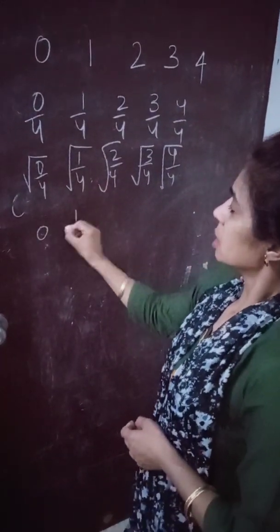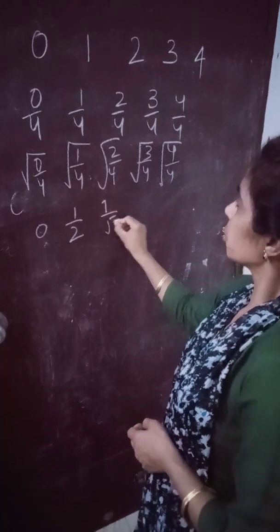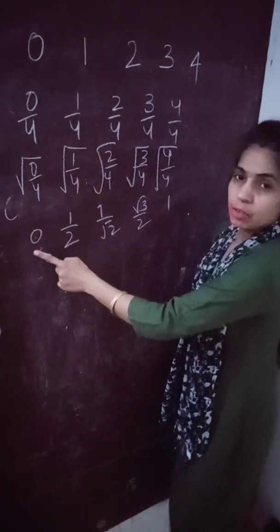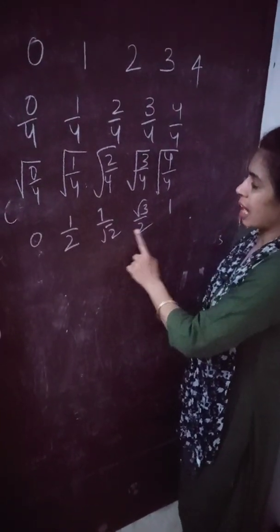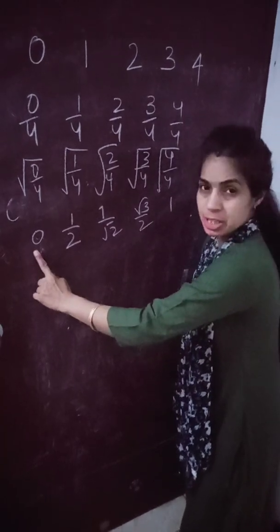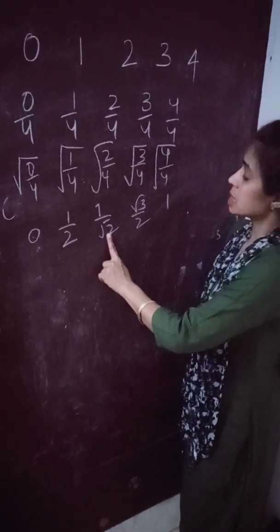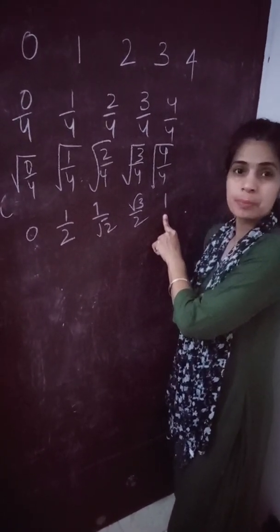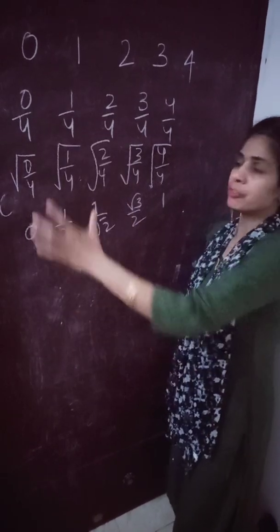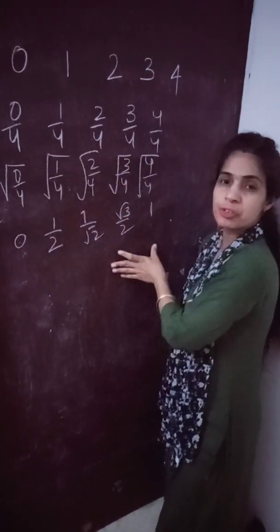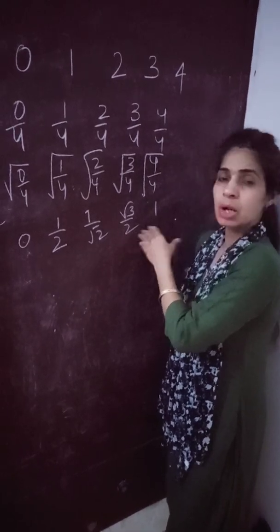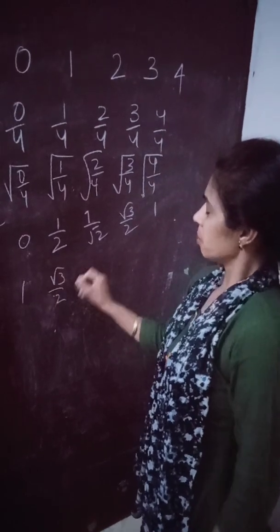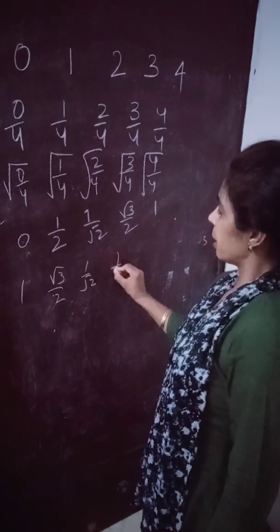Now this is 0, this is 1 by 2, this is 1 by root 2, this is root 3 by 2 and this is 1. See, what we have got here are the values of sine. Sine 0 is 0, sine 30 is 1 by 2, sine 45 is 1 by root 2, sine 60 is root 3 by 2 and sine 90 is 1. So in the sine table, if you learn these 4 steps, it becomes easy for you to frame the values of sine. As we have already discussed how to find out cos, just reverse the values. Starting from here, it will become 1, root 3 by 2, 1 by root 2, 1 by 2 and 0.